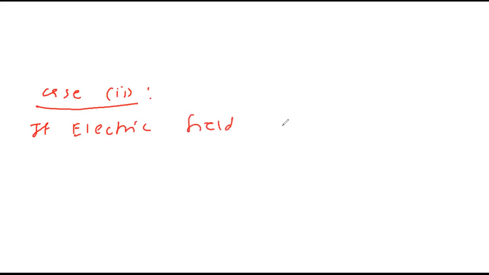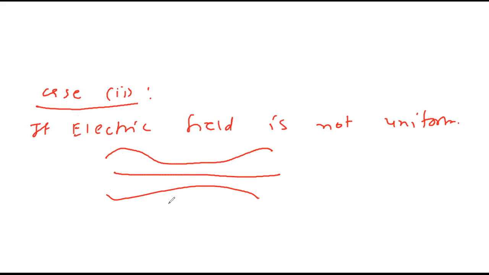Now, in this case, we were taking uniform field. Now, case 2, if electric field is not uniform, that means field is not same throughout, it is represented by this. Field is not uniform. So at point 1 and at point 2, field will be directed outward but not same in magnitude. But in a very small distance, we can assume it to be constant.